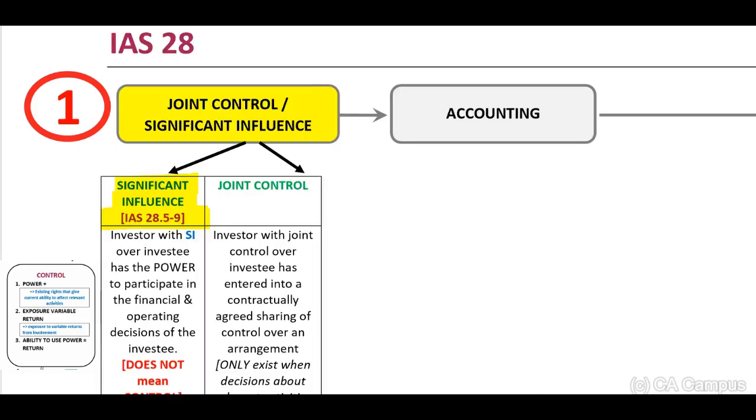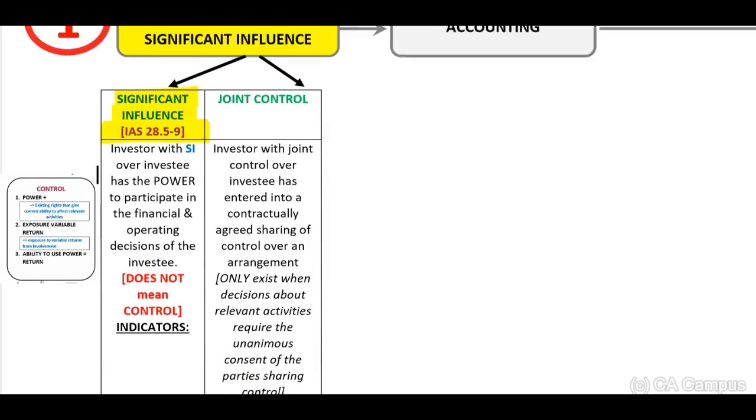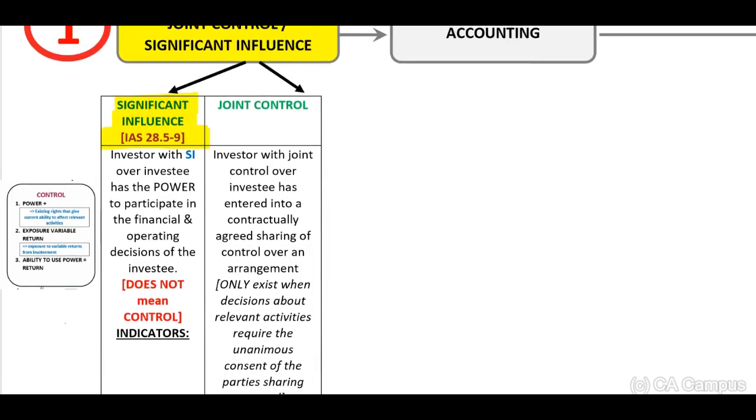Now, I just quickly want to mention something. You need to know that power, in this case, remember, does not mean control. This is very important. Power does not mean control. Indicators is your IAS 28, paragraph 6. Power does not mean control.